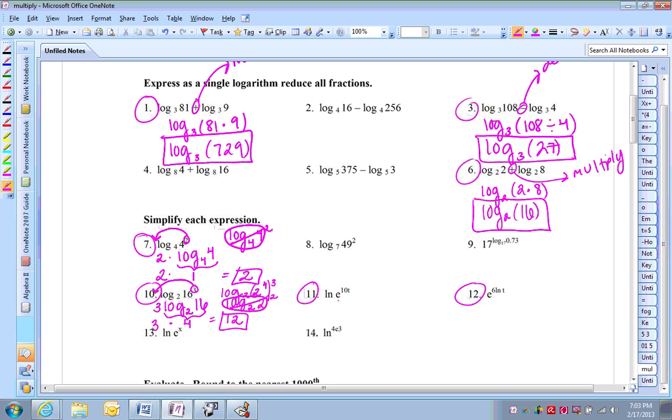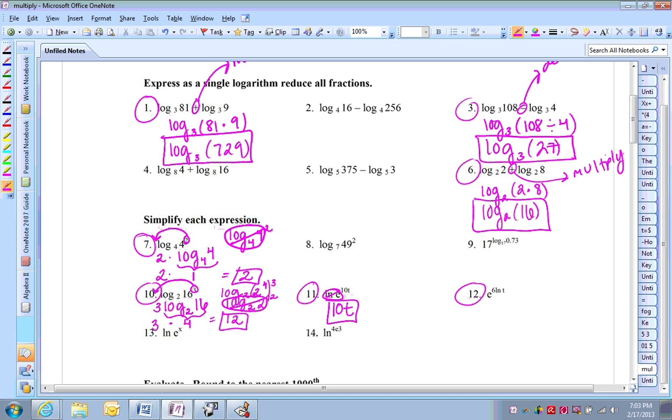Okay, on number 11, I told y'all if you have natural log or ln and e, they are opposite of one another. So if they're right next to one another, you get to scratch them. So we're going to scratch the ln and the e, and we were left with 10t.